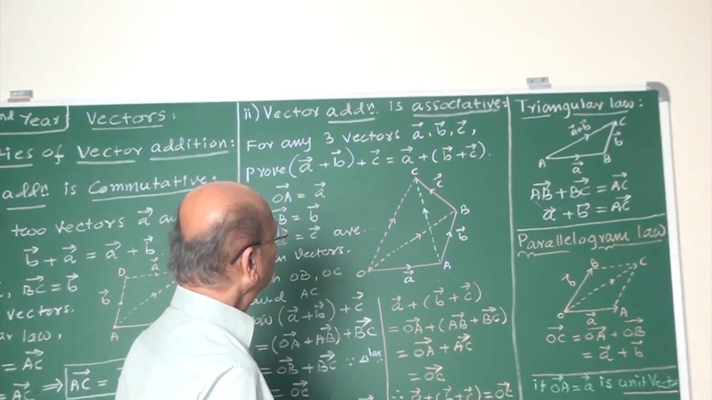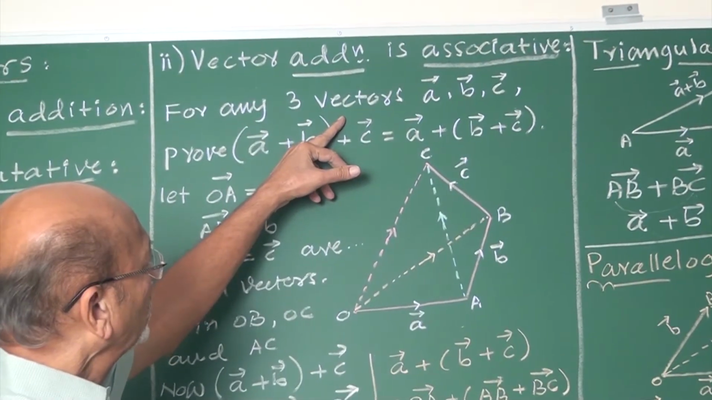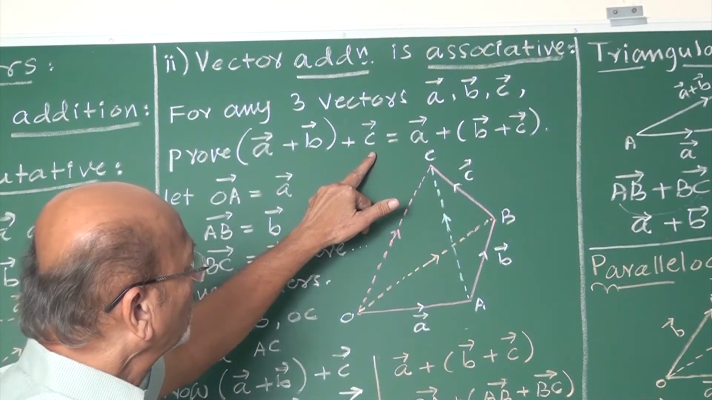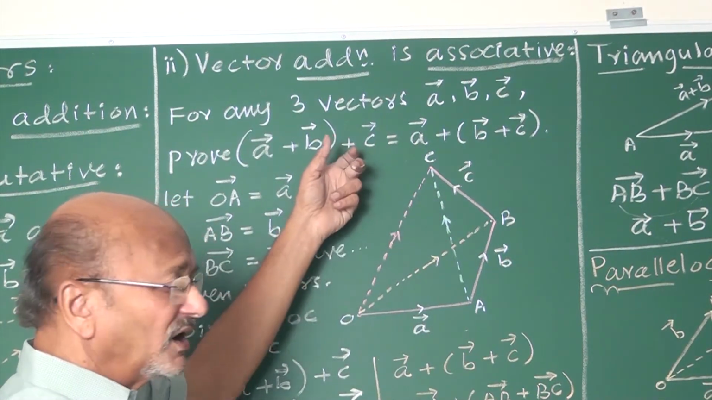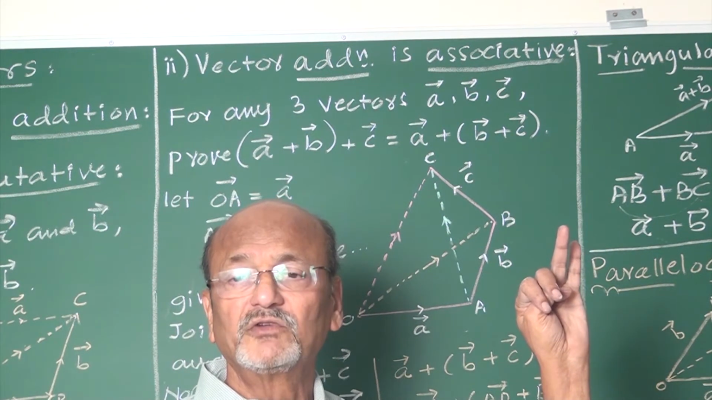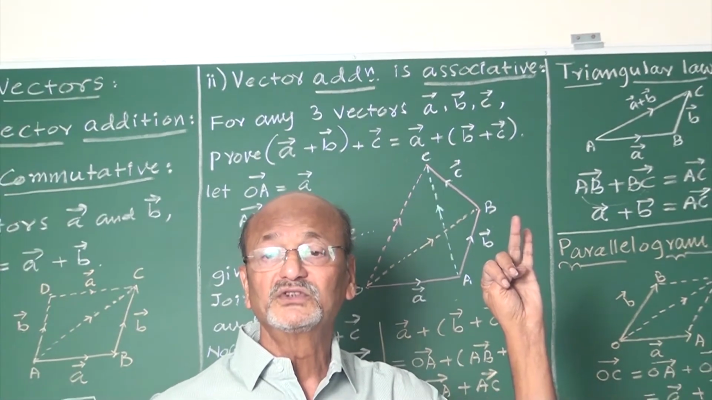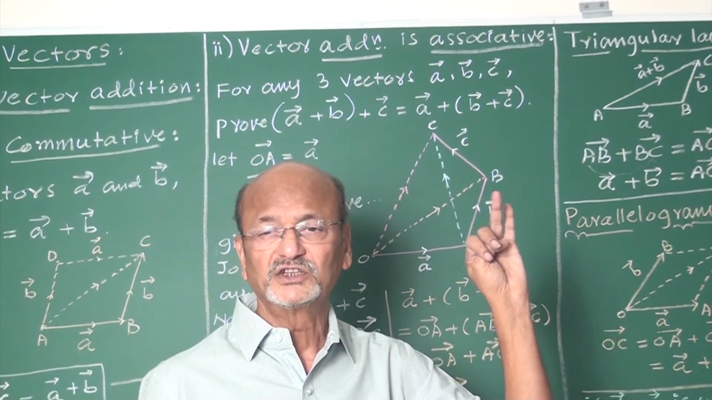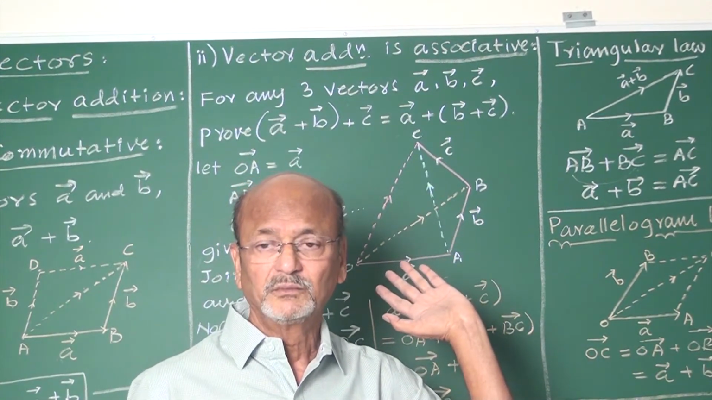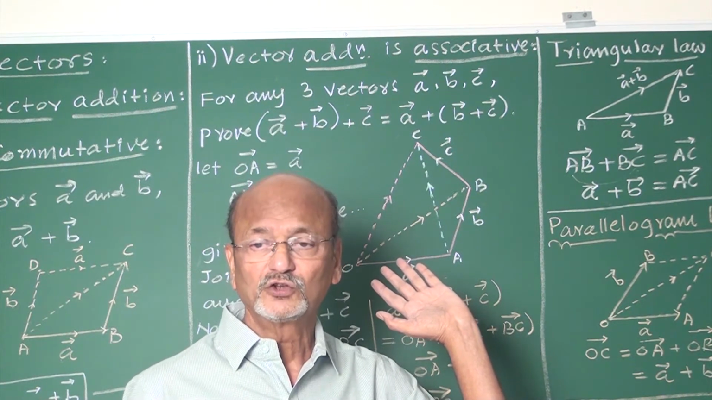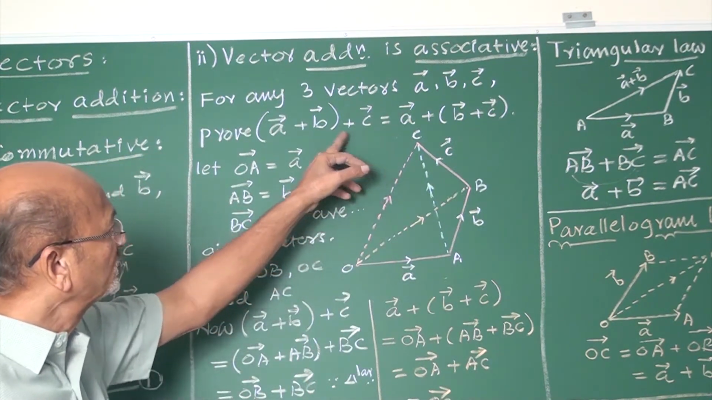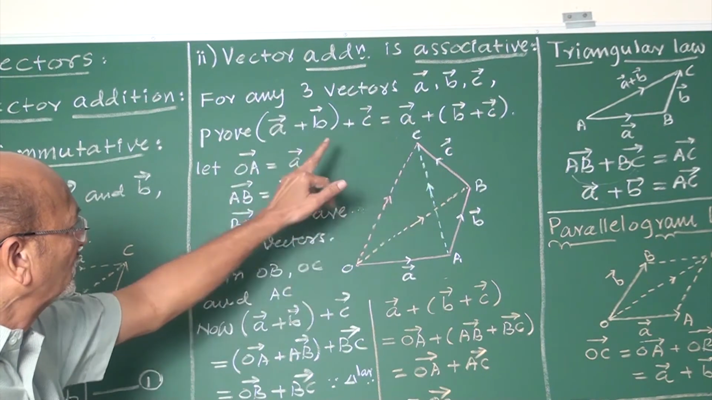My friends, the second property. Vector addition is associative. For any three vectors A, B, C, prove that vector A plus vector B plus vector C equals A plus B plus C, with brackets grouped differently. This associative law, commutative law, distributive law, all these things, my friends, we have explained with respect to the number system. These are basic rules, basic laws of real numbers. This is the associative law with respect to vectors, my friends. We want to prove this.